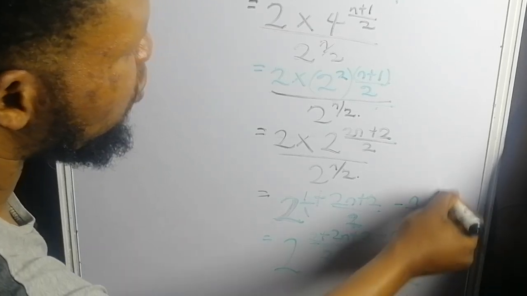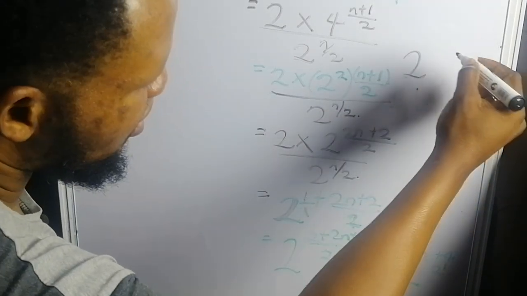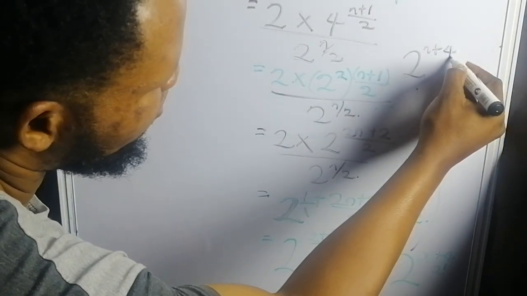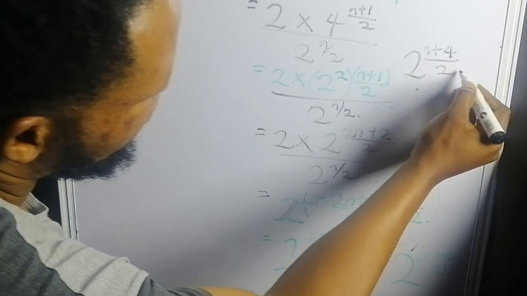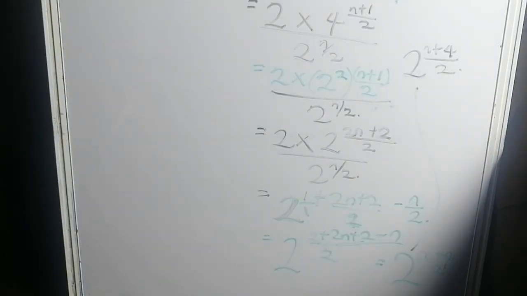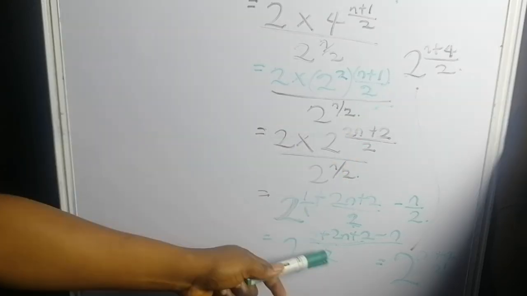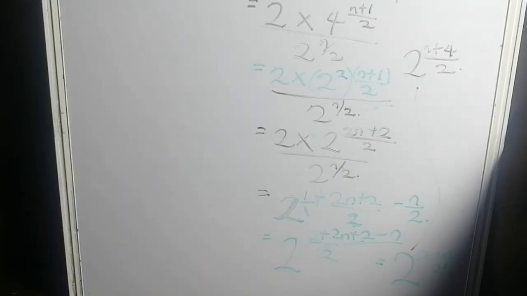Let me rewrite it here so that it will be more clear. So the answer is 2 raised to power n plus 4 all over 2. So it's as simple as that. 2 plus 2, 4. 2n minus n, that is n. Then you have your denominator, which is 2. That's the answer, 2 raised to power n plus 4 all over 2. So that is the answer. All you just need to do is go to the options and pick your answer.